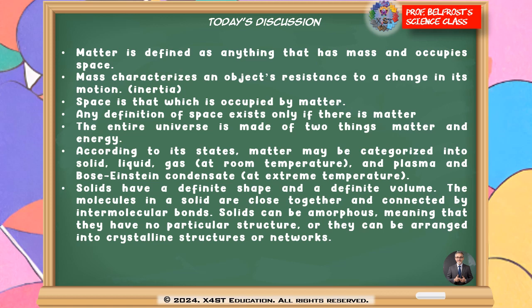So actually the entire universe is made of two things, matter and energy. In chemistry we cover that too, matter and energy. According to its states, matter may be categorized into solid, liquid, and gas. These three states occur at room temperature, and then plasma and Bose-Einstein condensate. These two exist at extreme temperatures. One is very hot and one is extremely cold, near absolute zero.